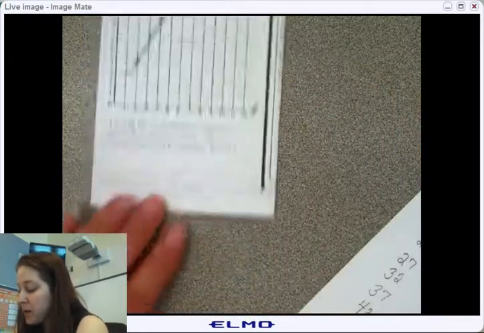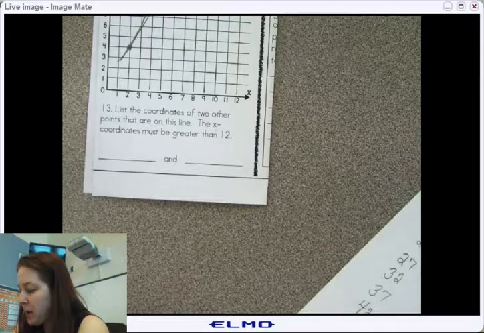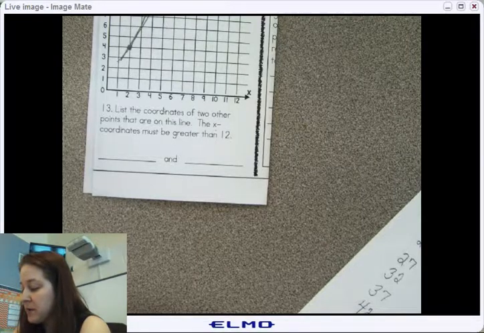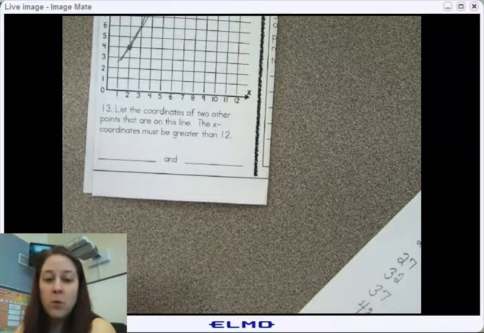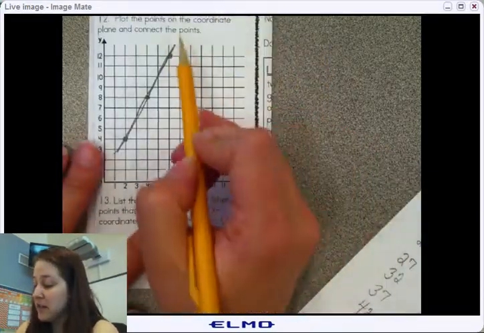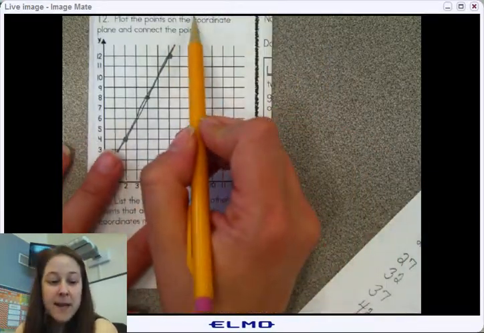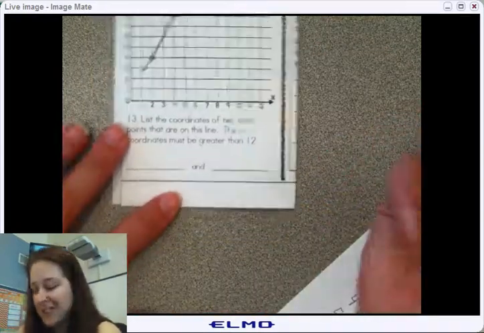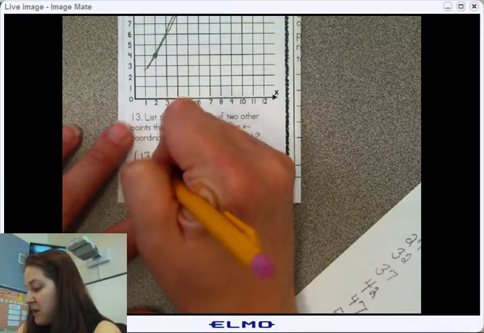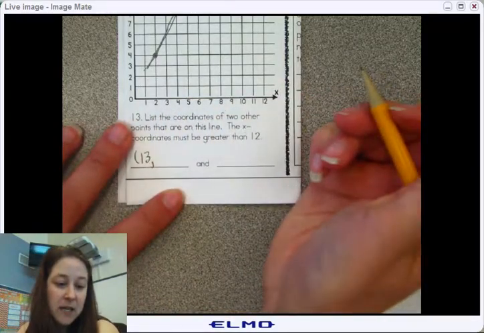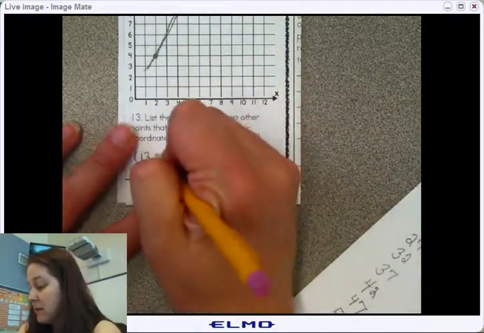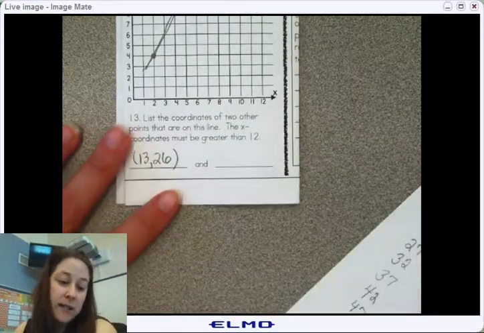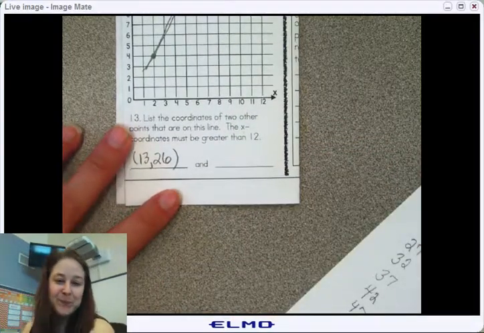Okay, list the coordinate points of 2 other points that are on this line. The X coordinates must be greater than 12. So what it wants you to do is it wants you to basically continue this plot pattern up here. So if my X coordinates must be greater than 12, let's do 13. 13 times 2 is going to be 26. And just pick another point and type that into Edpuzzle. Okay?